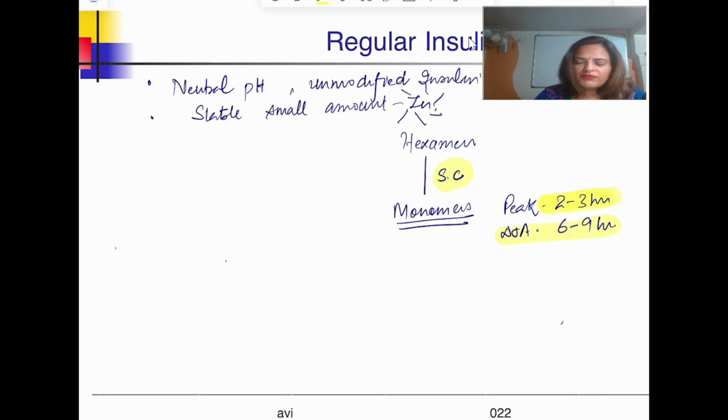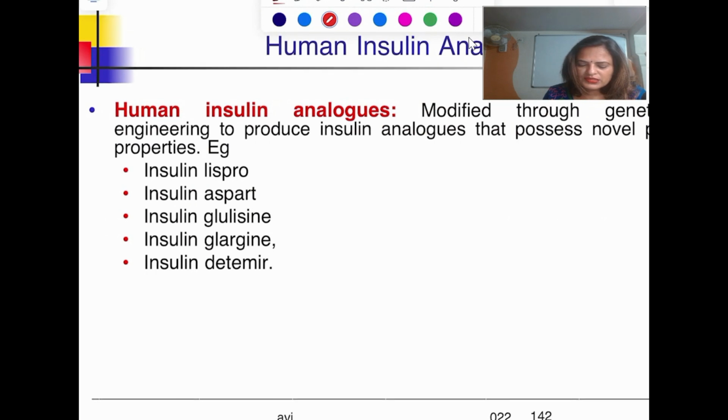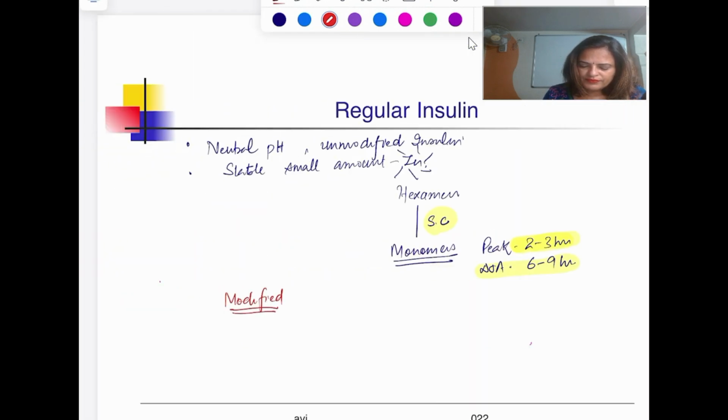So how are we going to modify this? The modification of this insulin is done by adding either a small amount of protamine, which is a base, or a zinc particle.